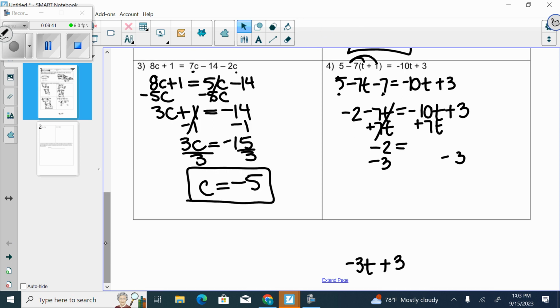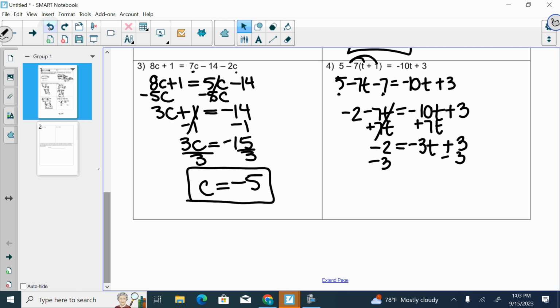Didn't mean to move the whole page there. There we go. All right, so when I subtract 3, what is negative 2 minus 3? Negative 5. Good. All right, and then what would our last step be here?